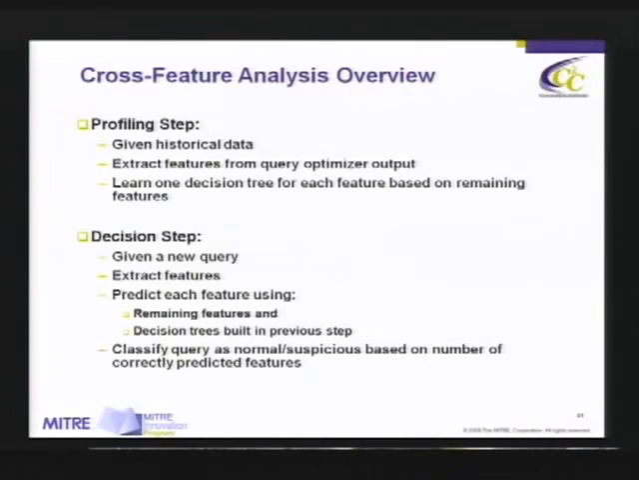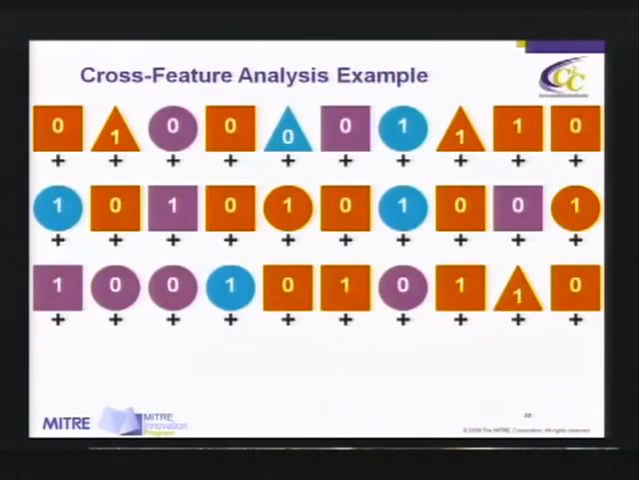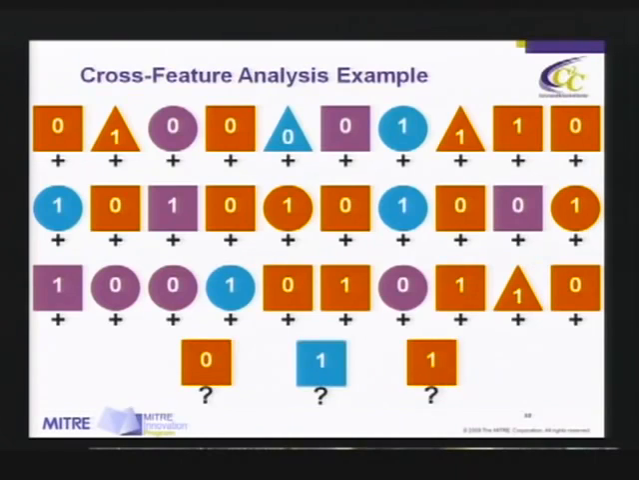Then at decision time, at runtime, when a new query comes in, we extract the features just like we did before, but this time we're going to predict them using all of the remaining features and the decision trees that were built, and then we can classify as normal or suspicious based on how many we were able to get right. So let me walk through some examples of how this works, not using query optimizer output, but something that's a little bit easier on the eyes. We're looking at shapes, numbers, and colors. So those are going to be the sorts of features that we're looking at. And at runtime, we need to classify this red square with a 0, as well as these other two squares. I'll give you a moment to stare at those and decide for yourselves which ones you think look as legitimate and which ones look anomalous.